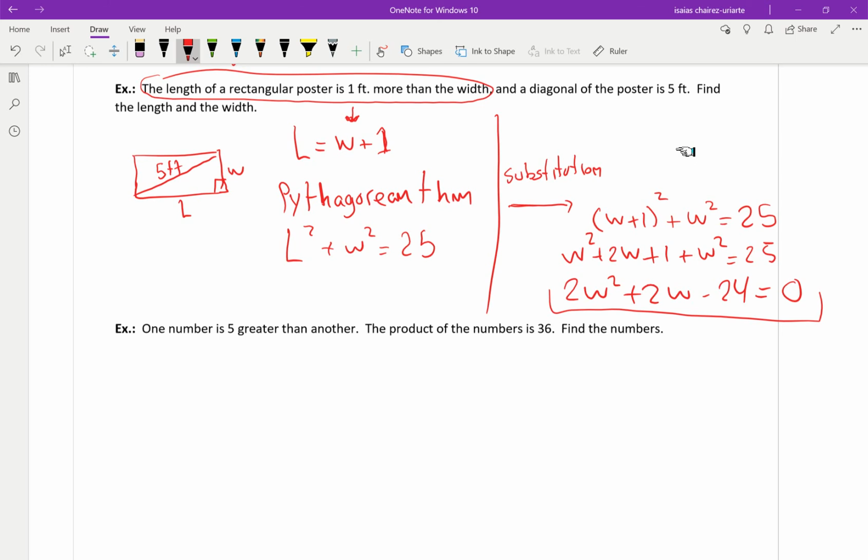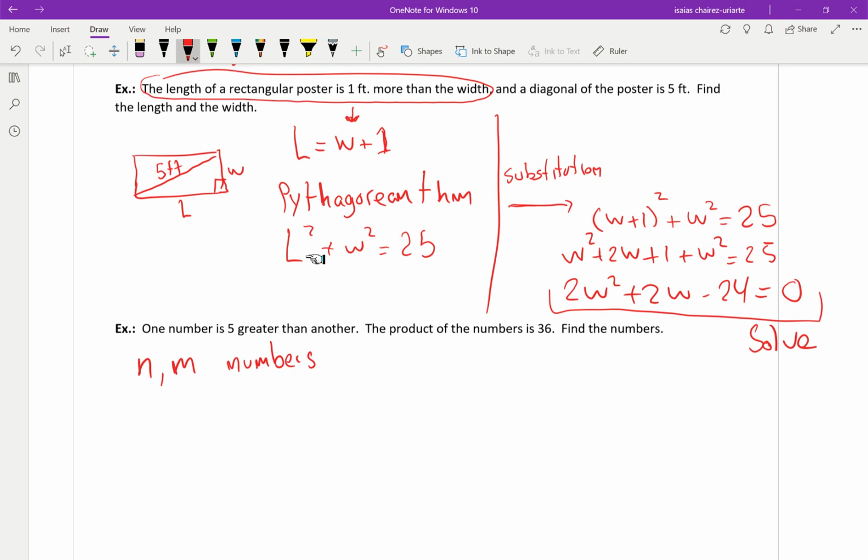Okay, so hopefully we were able to at least come up with the equation and how to set up the problem. Last exercise. Again, for the last exercise, I'll only help you set up the equation. You'll solve it on your own. So I have some numbers. One number is 5 greater than another, and the product is 36. I have to find the numbers. I do not know what these numbers are. I shouldn't assume anything. I'm going to say N and M. Those are my numbers.